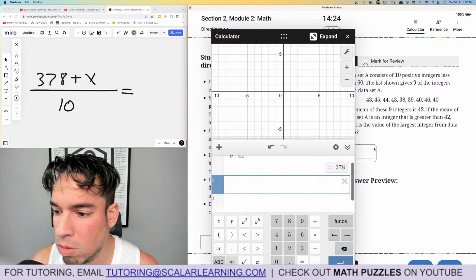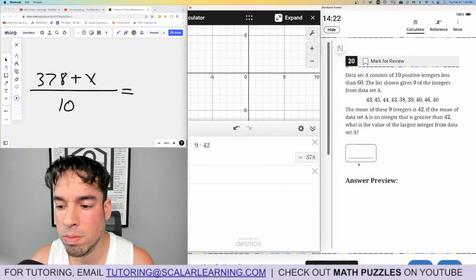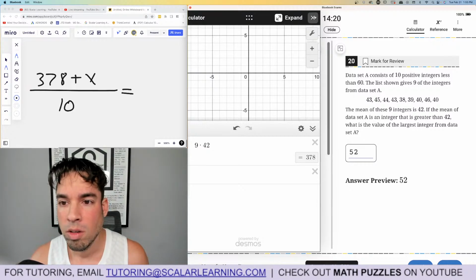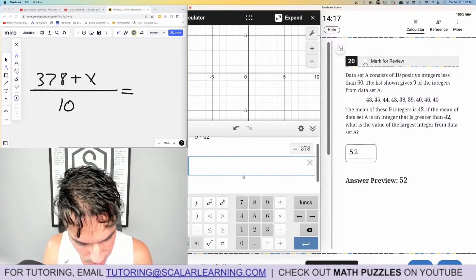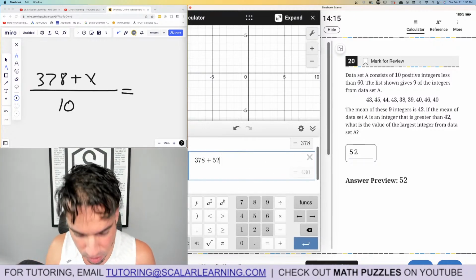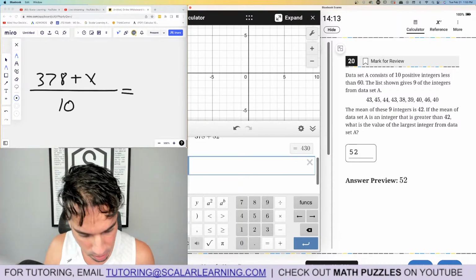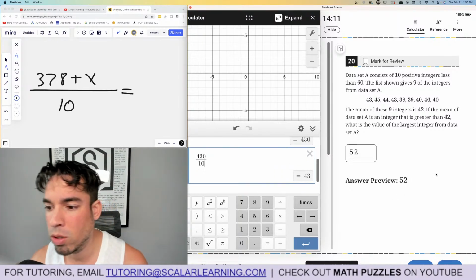It's got to be 52. Because if I take 378, watch, 378 plus 52, and then I get 430 divided by 10, there's your mean of 43. Because it says it has an integer, so yeah.